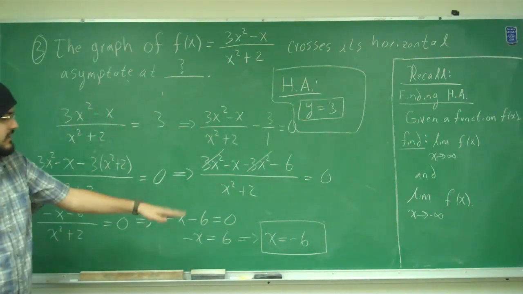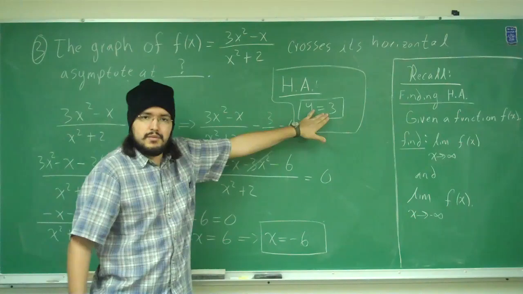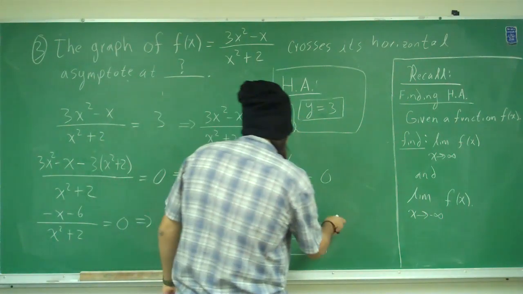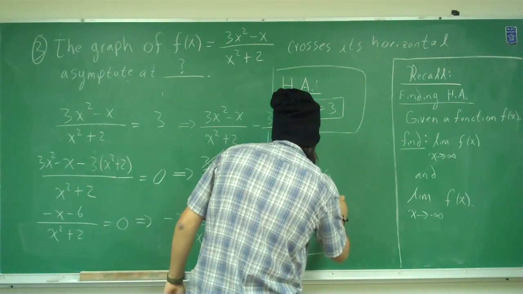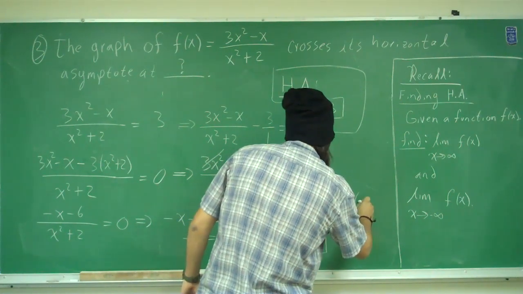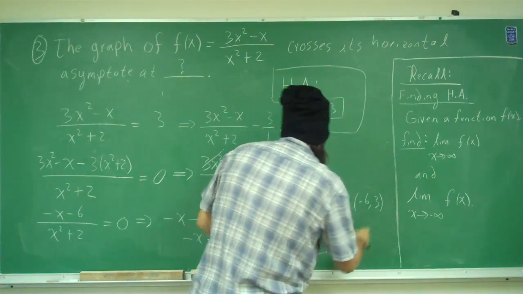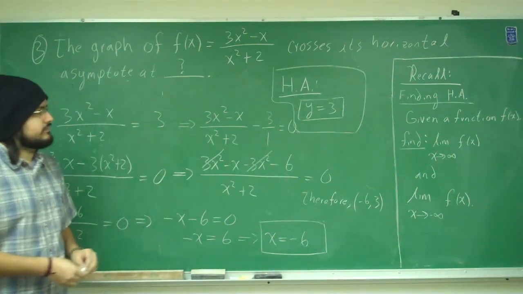So therefore at x equals -6, the graph will have a point with y equal to 3, therefore it will cross. So therefore the point (-6, 3) exists on this graph and it crosses right at that x value, -6.